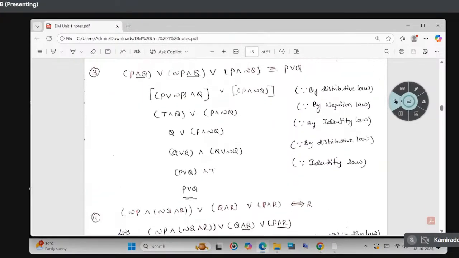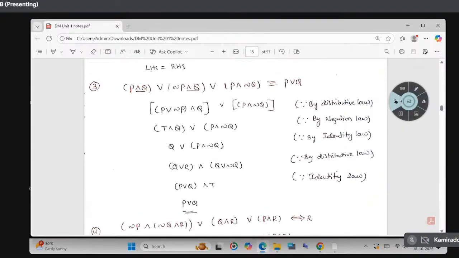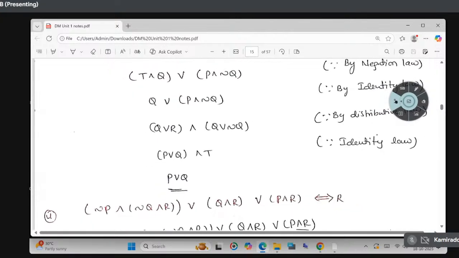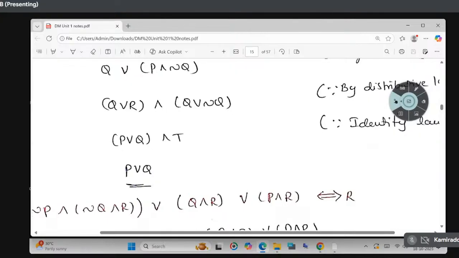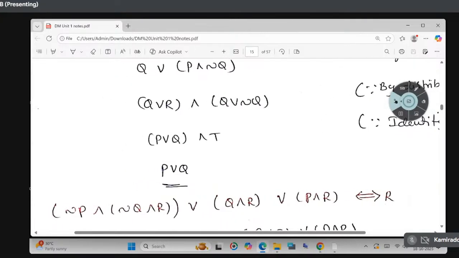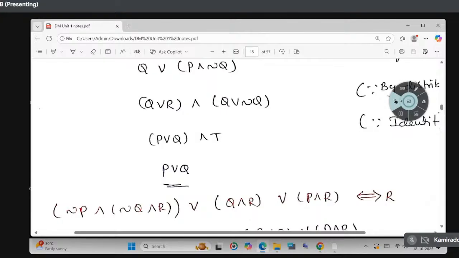Right. So now can you do for this one? That is fourth one. Question is visible to everyone? Question is visible? Negation P and negation Q and R, Q and R, P and R implies, that is double implies R.